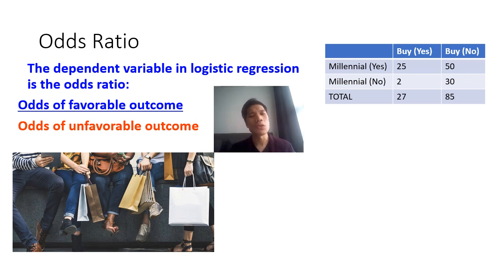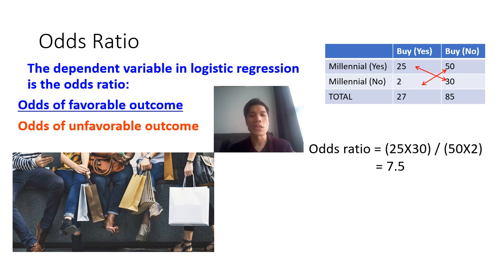So this is a 2x2 table, as you can see here. Now, how can we calculate the odds ratio from this? Very simply, take the cross product of the buy and the didn't buy, and then you know that the odds ratio here is 25 times 30 divided by 50 times 2, which is 7.5.